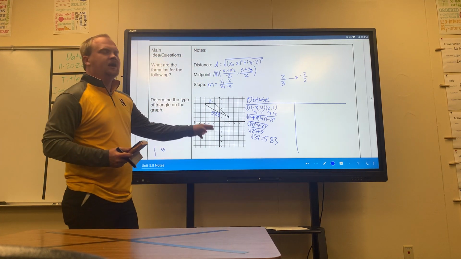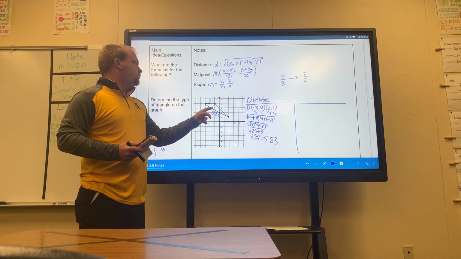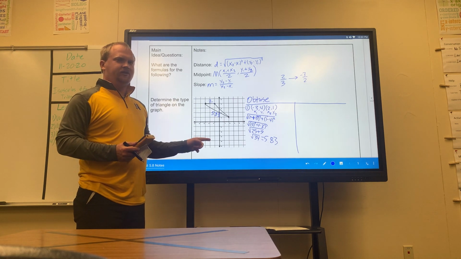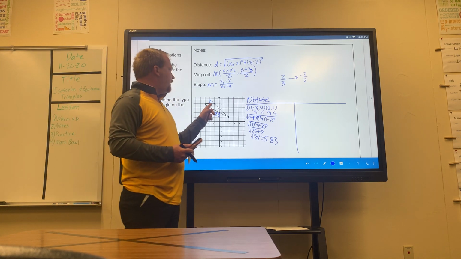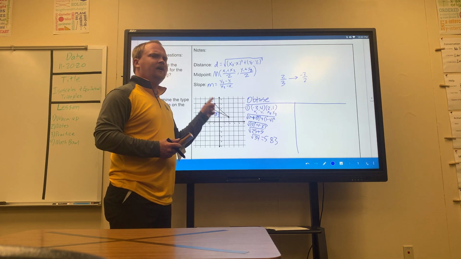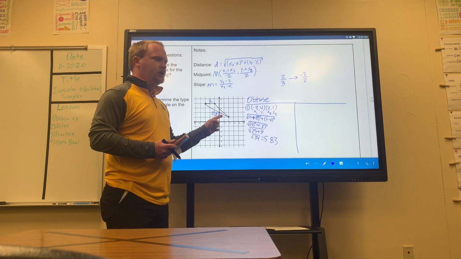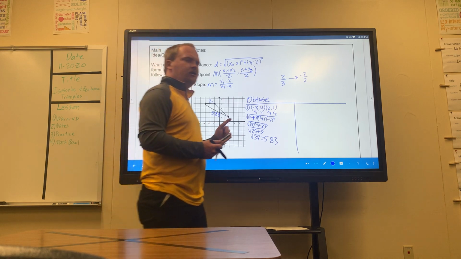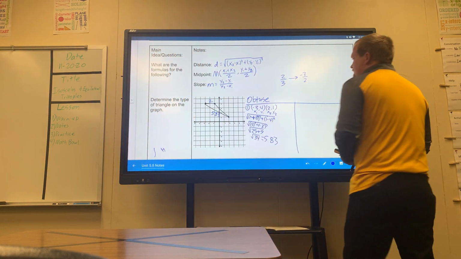So obviously it cannot be equilateral because these two distances are not the same. However, if it's isosceles, this length right here has to be 5.83 as well. Kind of hard to tell, but I don't want to take my chances.